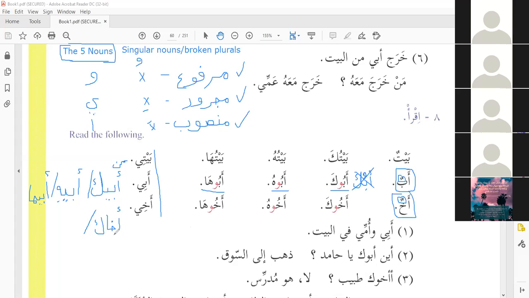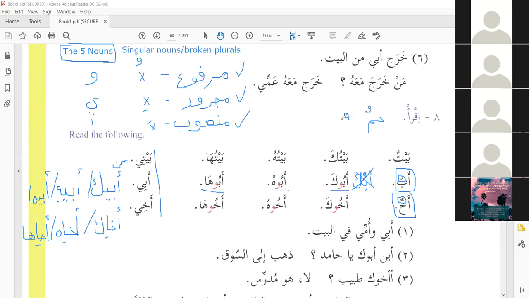I saw your brother. رأيت أخاك. I saw أخاه. I saw أخاها. So now we see that it's demonstrated not with a fatha, but with an alif. So these are 2 of the 5 nouns that operate in this way. What are the rest of them? So we have abun, akhun, we have hammun. Ham is a brother-in-law. Ha mim.